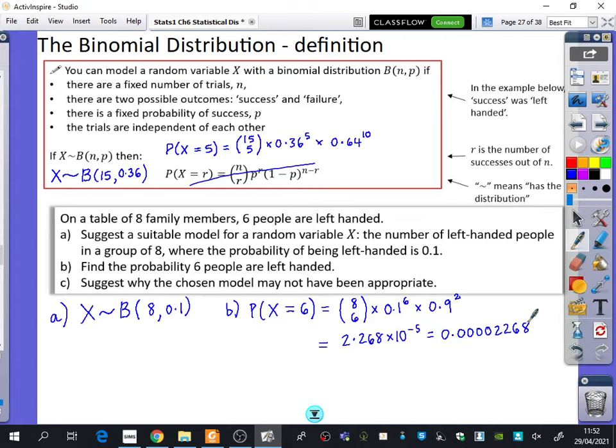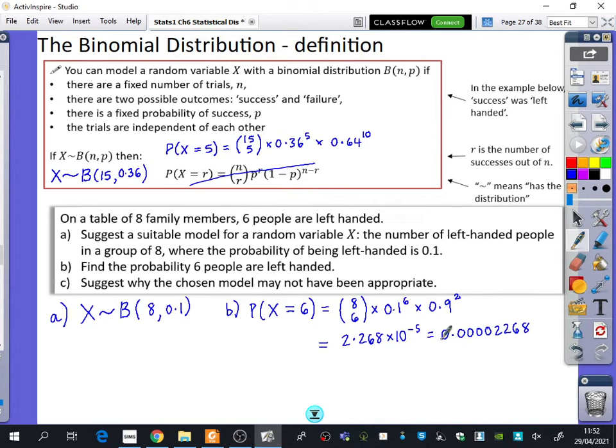So what does that make us think? So how did you get 10 to the power of minus 5? It just, when I type this on my calculator, it just comes up as that. It came up in standard form because it was such a small number. Okay, sometimes people's calculators don't do that. My one just comes up really small. So what was the probability of a family of 8 people with 6 of them being left-handed? Very, very small. Insanely small.